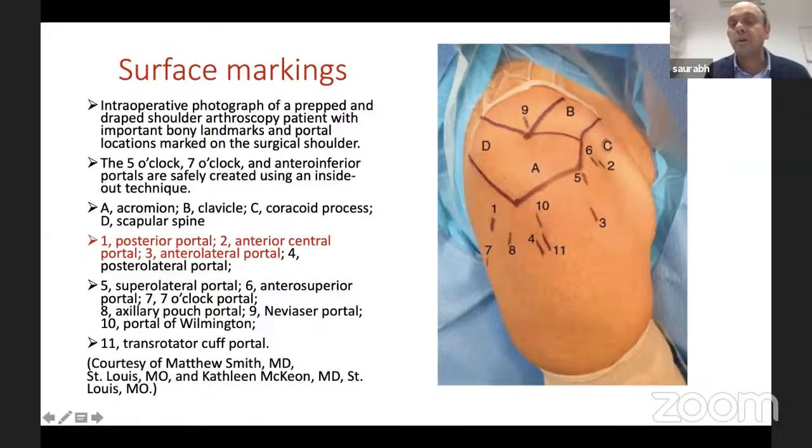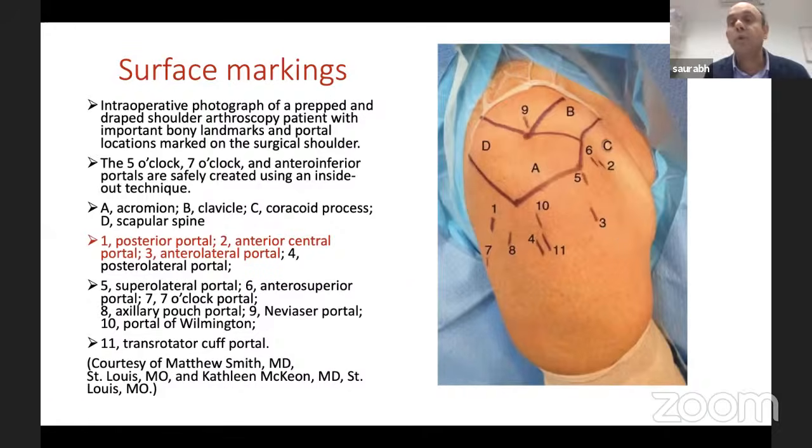Then in terms of portals, your first portal is number 1 here. That's your viewing portal. That's where the arthroscope goes in. Then if you have to do any work on the anterior shoulder, your second portal is number 2. Through this portal, and we're going to see them in the videos also, you can do a biceps tenotomy, and you can assess your labrum, both your anterior and superior labrum. So this is a very important portal, both for debridement and for repair. Then your third portal is number 3.